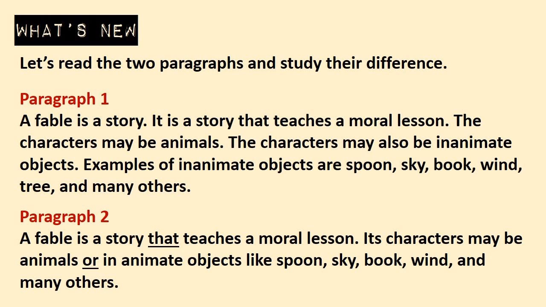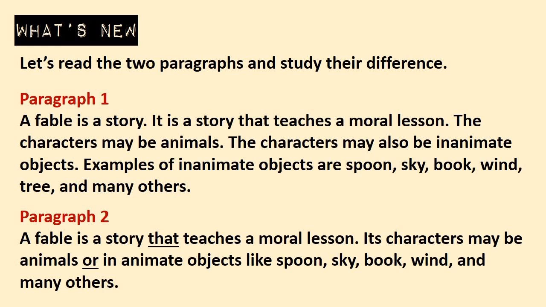Let's read the two paragraphs and study their difference. Paragraph 1. A fable is a story. It is a story that teaches a moral lesson. The characters may be animals. The characters may also be inanimate objects. Examples of inanimate objects are spoon, sky, book, wind, tree, and many others.